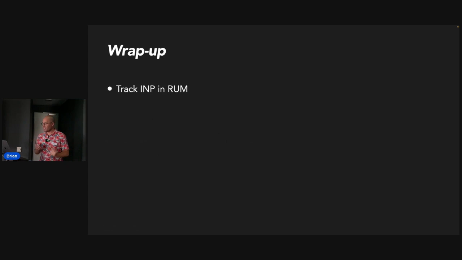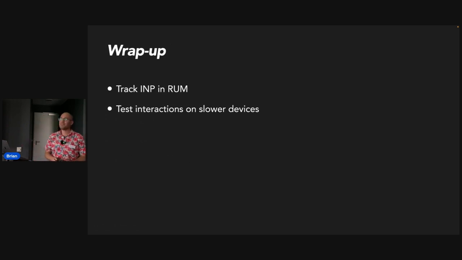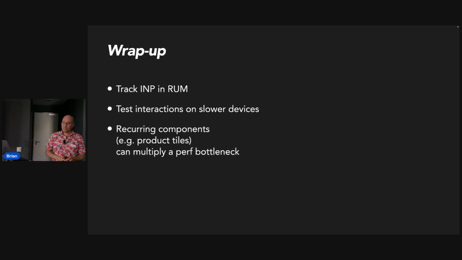And to finally end this, we definitely want to track INP in RUM. There are the tools out there that I mentioned, so we've got to start doing that. Test interactions on slower devices. And keep in mind, whenever you have components on a web page that are recurring, like product tiles, those are great examples. If you have a performance bottleneck on a recurring component, those bottlenecks are going to be multiplied the more of those components you have on a page.